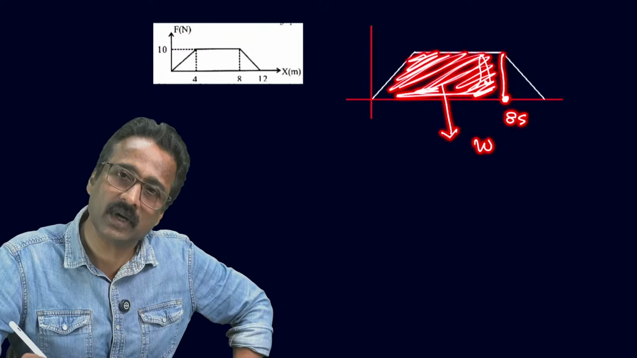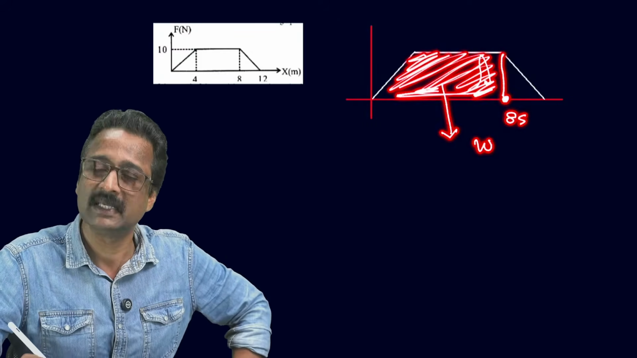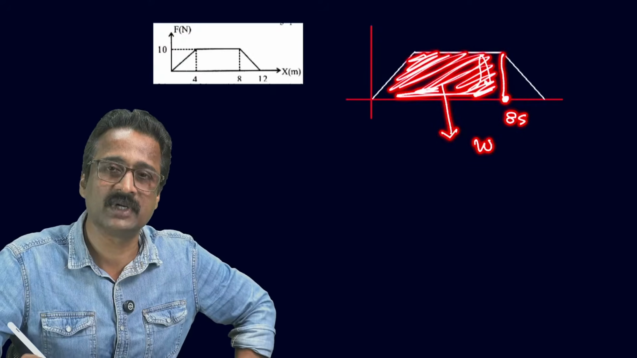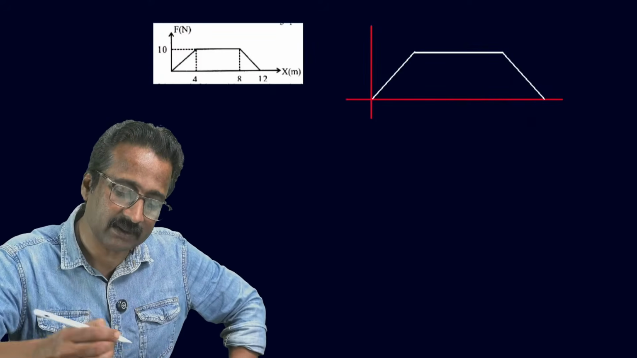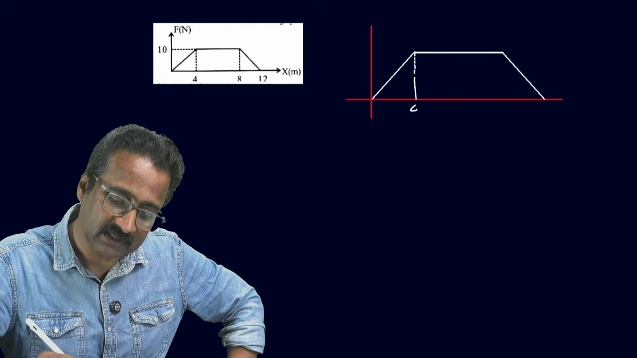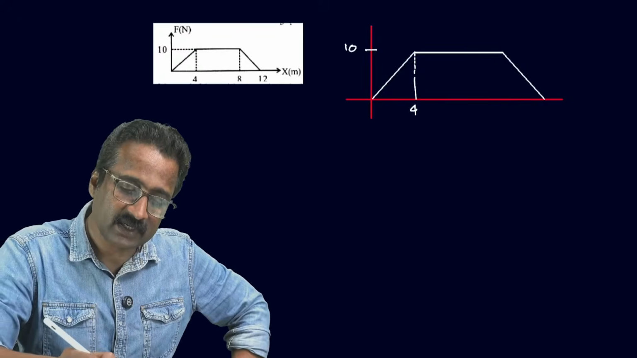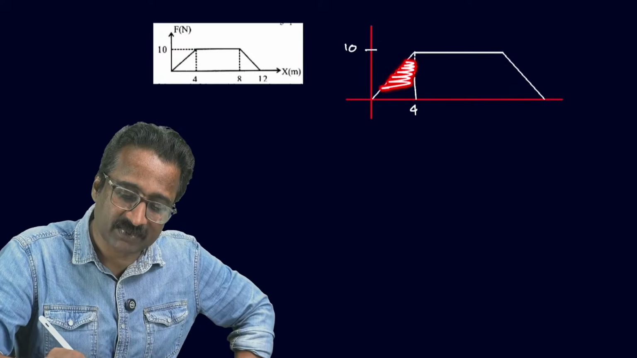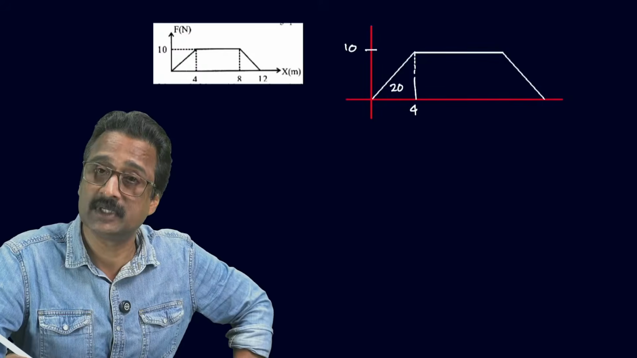Once you get work done, certainly final kinetic energy, final velocity, everything can be easily determined using the work energy principle. So my first attempt is to find what is the area. I will just divide it accordingly. The 4 and this is given to be some 10. So the area of this part is very easy. It is half bh. So I can easily say that the area of this part is 20 joules.